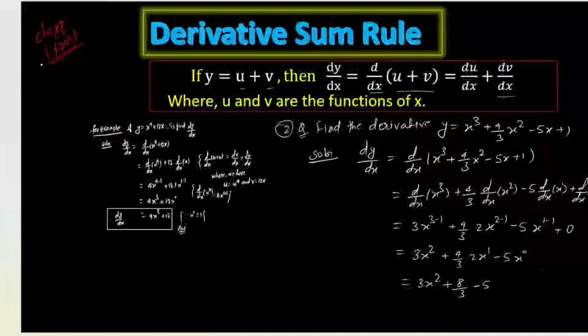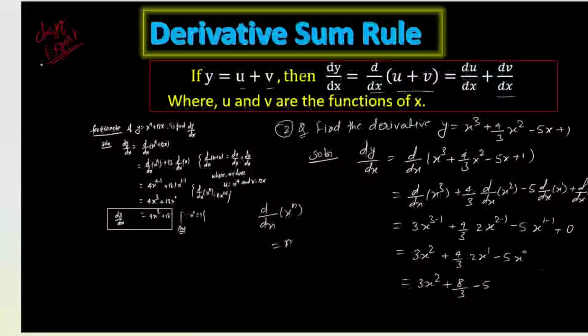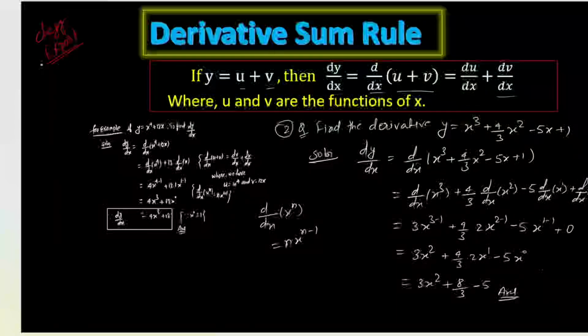Here we use the formula d by dx of x to the power n is equal to n into x to the power n minus 1. So this is my answer for this.